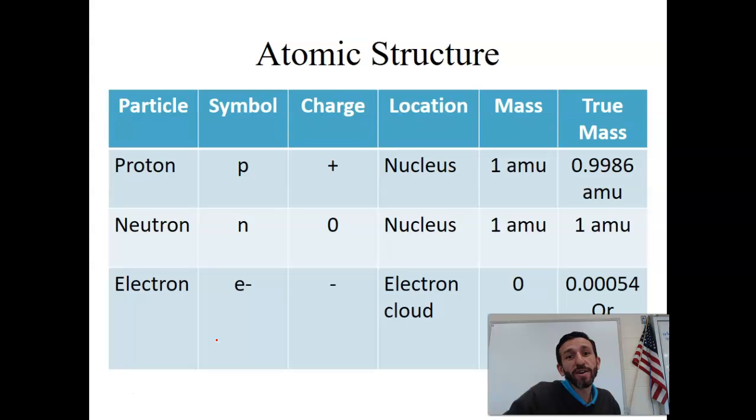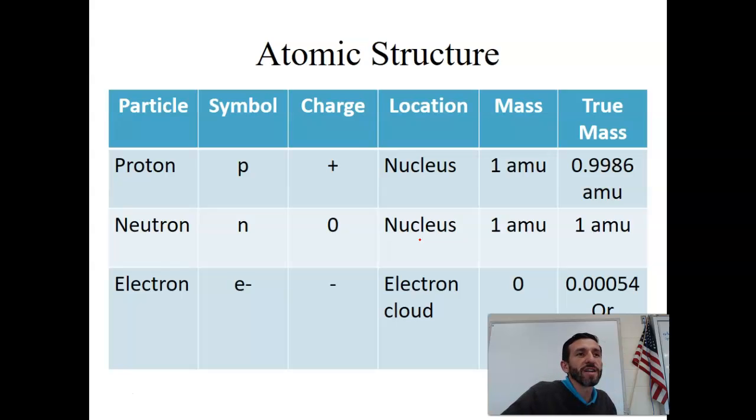Quick review here of subatomic particles. We have protons, neutrons, and electrons. Here are their symbols, P, N, and E with a little negative sign. Protons are positive, neutrons have no charge, electrons are negative. Both protons and neutrons are in the nucleus, the electrons in the electron cloud.